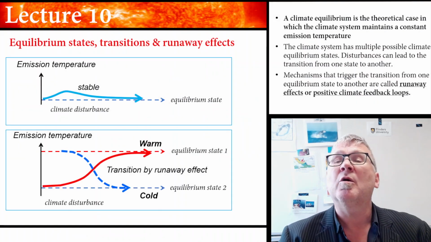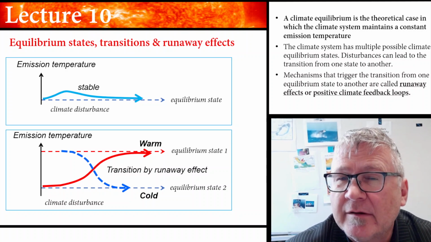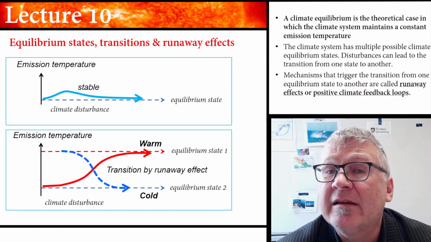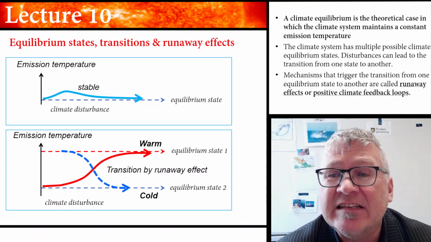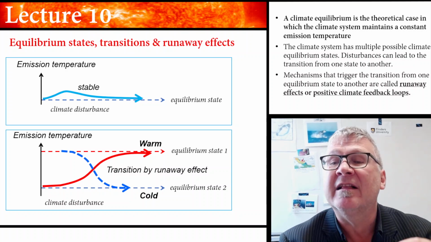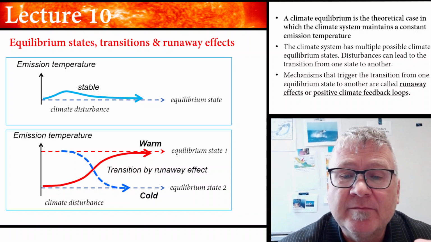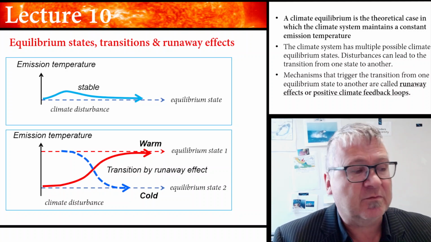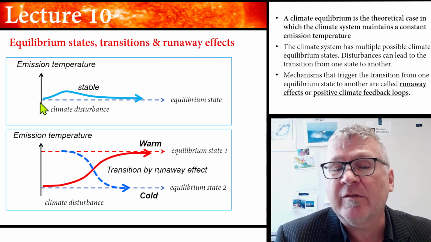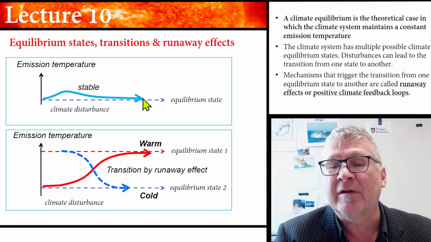So now we can have different situations, transitions and stuff like that. And the starting point for that is to look at climate equilibrium cases. So a climate equilibrium is the theoretical case in which the climate system maintains a constant emission temperature. This is sort of shown here in this first graph where you have a climate disturbance, but it bounces back and you stay in the same equilibrium state.